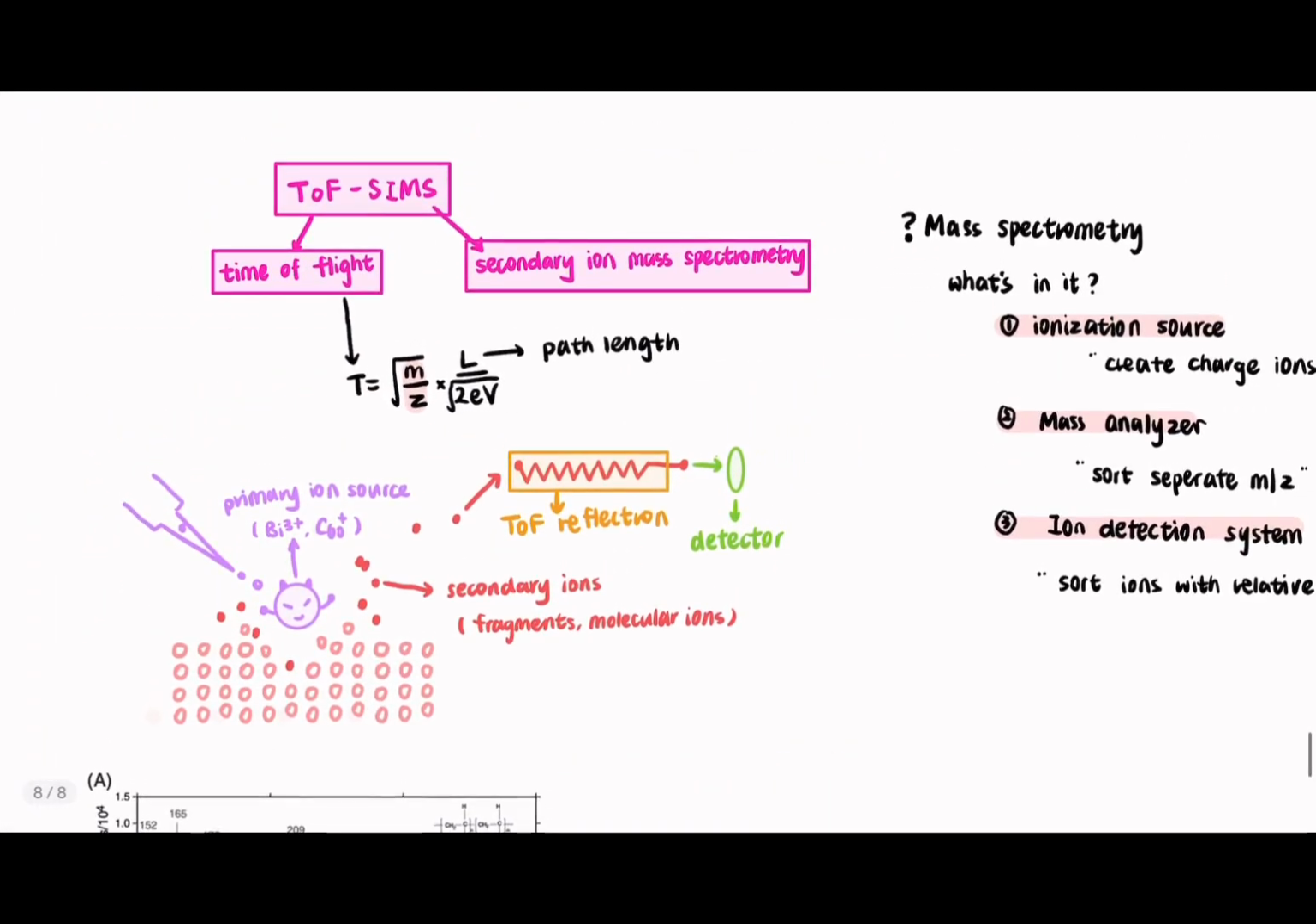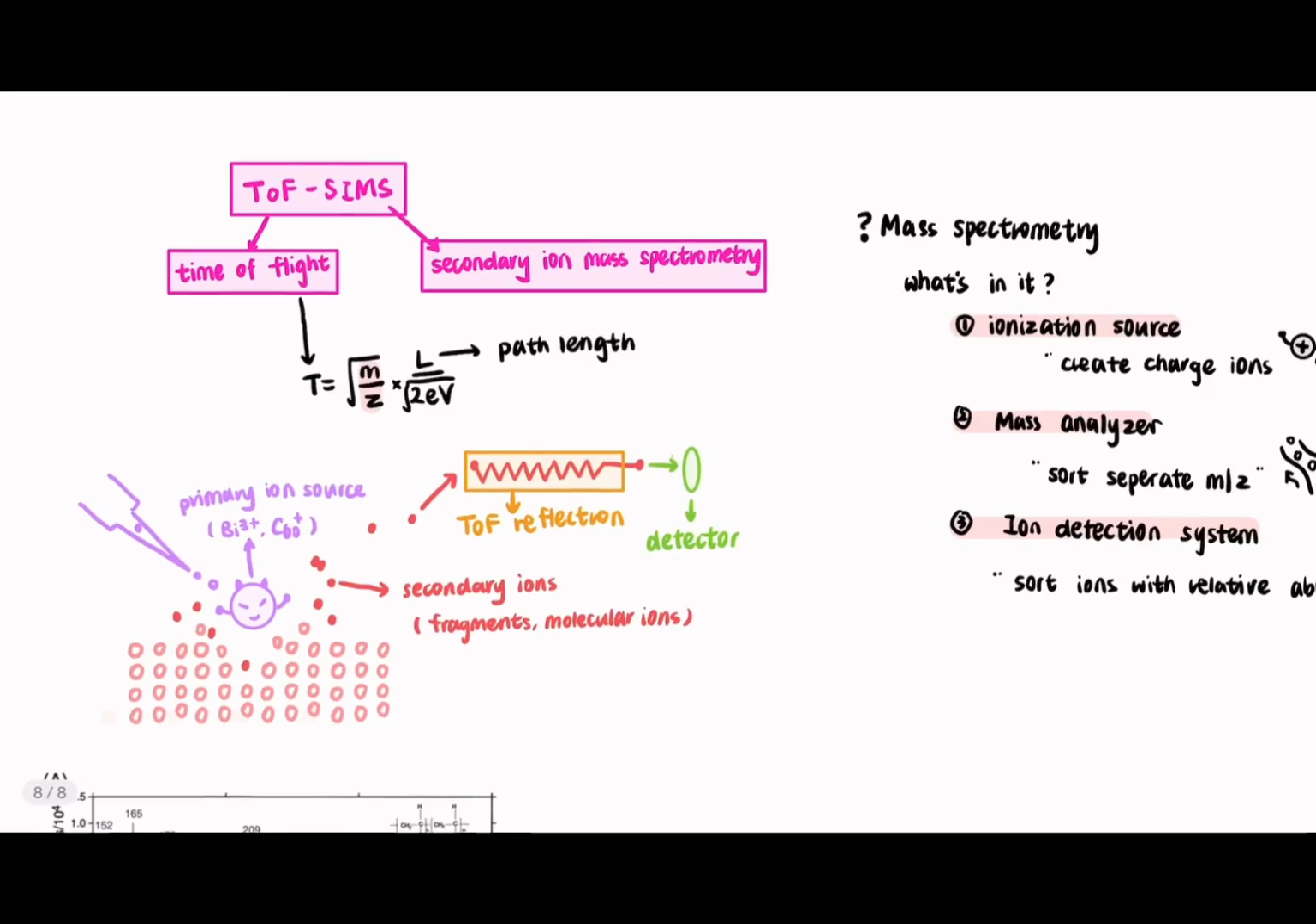So now we can look back to ToF-SIMS. In general, ToF-SIMS is a surface analysis method that provides detailed insight into the molecular and elemental composition of a material. The way ToF-SIMS works mainly involves using a primary ion source, which bombards a target surface, and this causes the release of secondary ions, which can include fragments or molecular ions. Those ions are then collected and analyzed through the time-of-flight mass spectrometer.